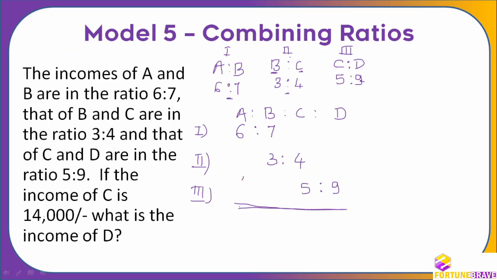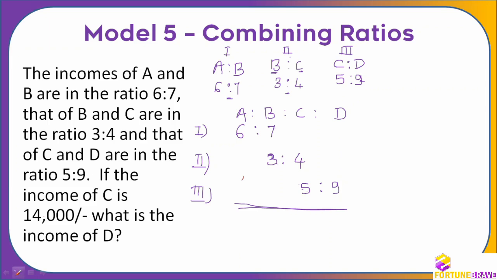Again, same method we are going to use. We are going to multiply with the same number. Which number? This ratio I am going to multiply with 3 and 5, 3 into 5, because then only we will be able to combine. This ratio I am going to multiply with 7 and 5, and this I am going to multiply with 4 and 7. You will understand once we do it.